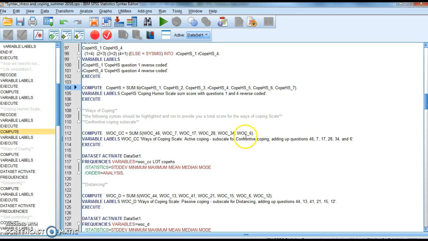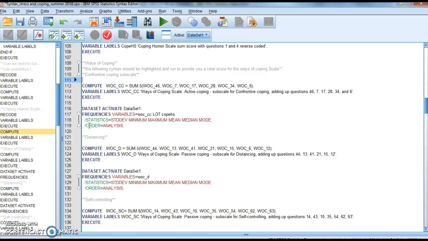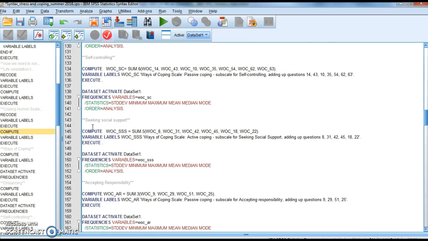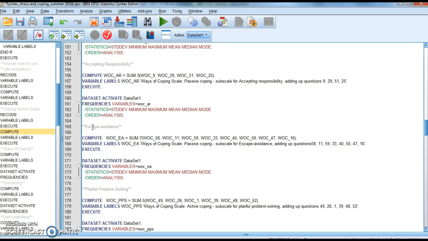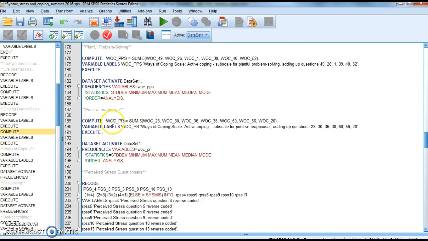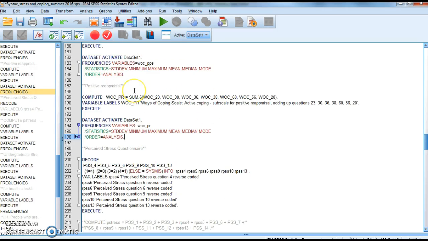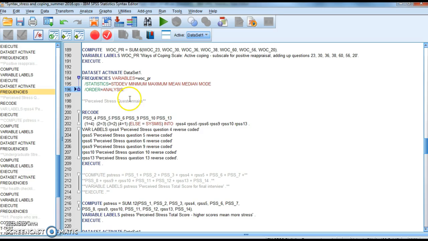All the items that you answered about the different ways that you cope were assigned to different meaningful subscales. So for example, we have both passive and active ways of coping. We have confrontive coping, distancing, self-controlling, seeking social support, accepting responsibility, escape avoidance, planful problem solving, positive reappraisal. I'll be asking you some questions to differentiate those passive versus active approaches to coping and how that relates to stress. Here is the perceived stress questionnaire with some reverse coding.